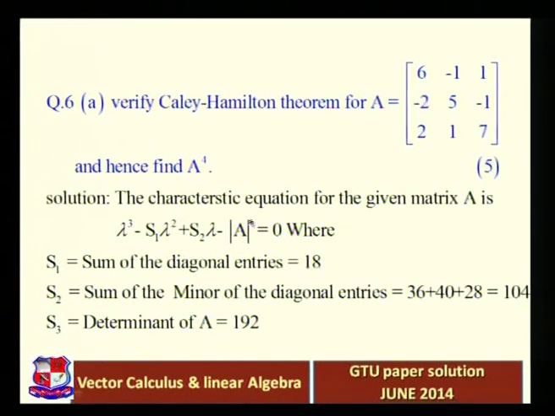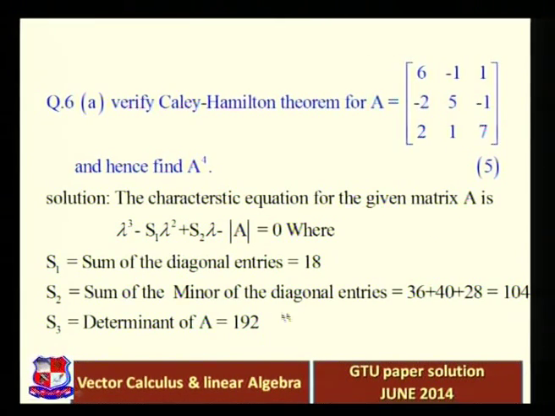Now the characteristic equation for the given matrix A is lambda cube minus S1 lambda square plus S2 lambda minus determinant of A, that is equal to 0, where S1 is equal to sum of the diagonal entries, that is equal to 18. You can see sum of the diagonal entries, 6 plus 5, 11 plus 7, 18, right?